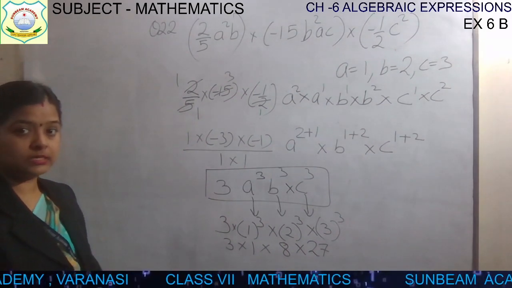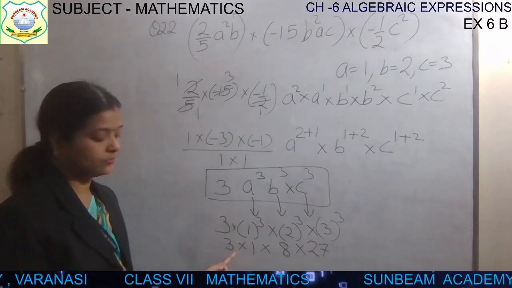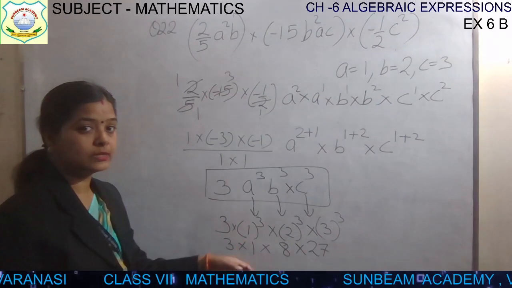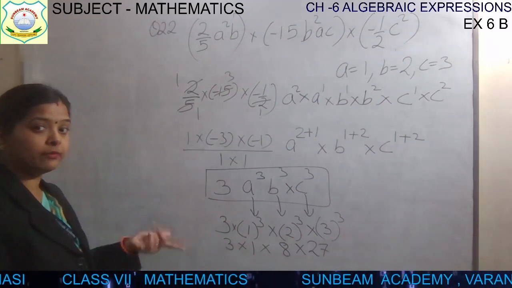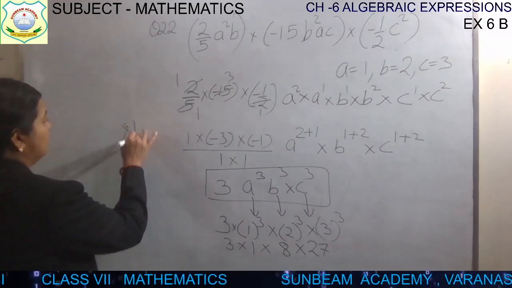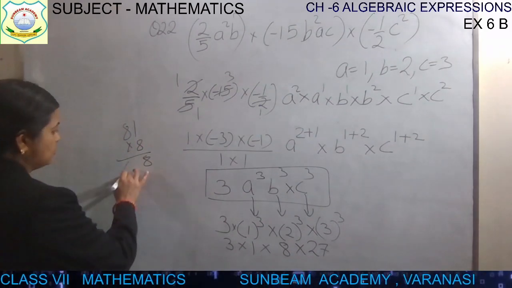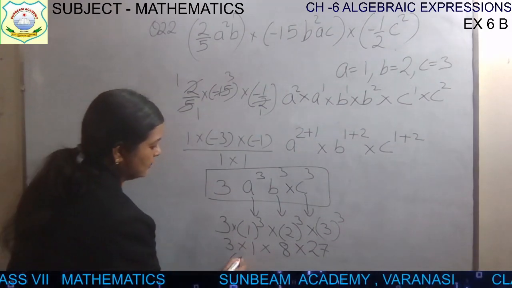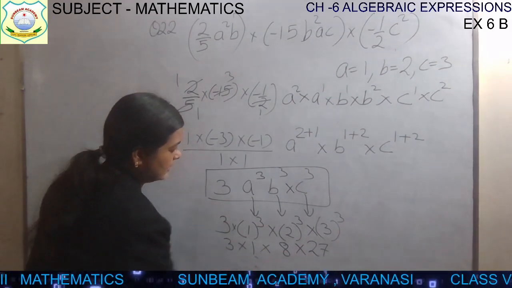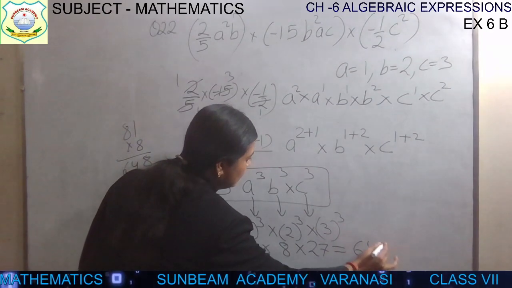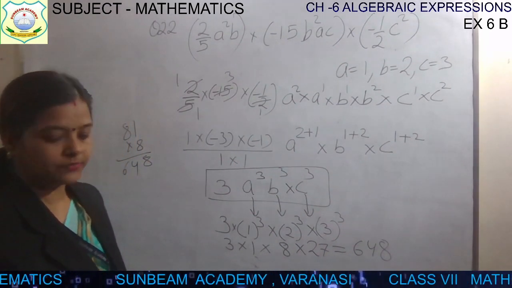Now next turn is multiply this. 27 3s are 81, children. Okay, 7 3s are 21. 2 will be left. 3 2s are 6 and 2 8. 27 into 3 is 81 and 81 into 8 we have to do. 81 into 8. So 8 ones are 8 and 8 8s are 64. So the final answer is 648. Is it visible? No, it is not visible. So I am writing here 648. This is the final answer. Okay. In this way you can solve it.